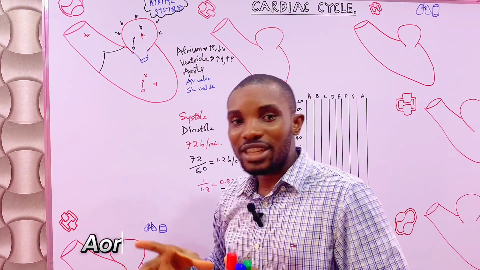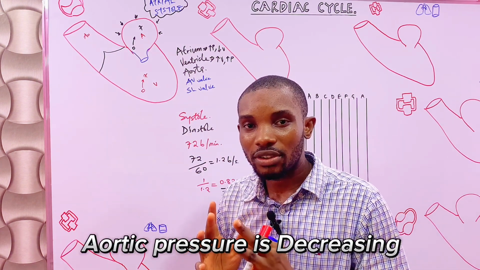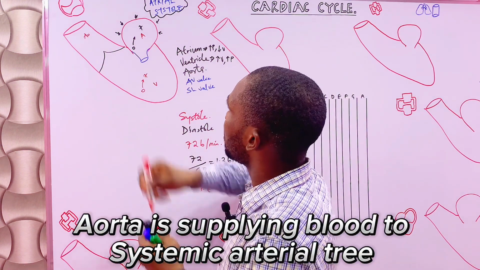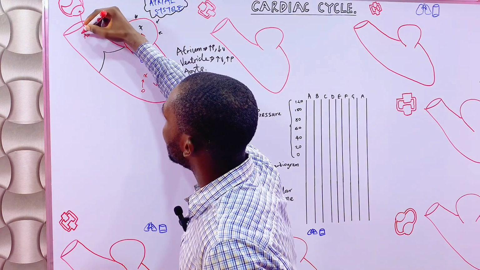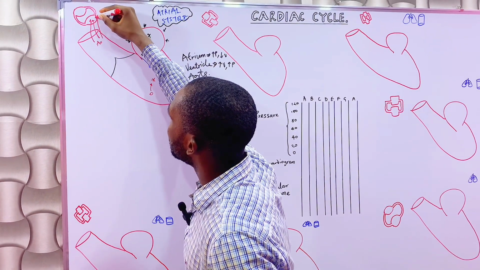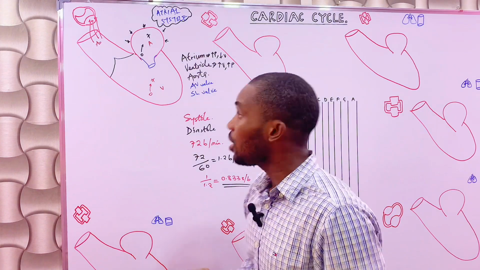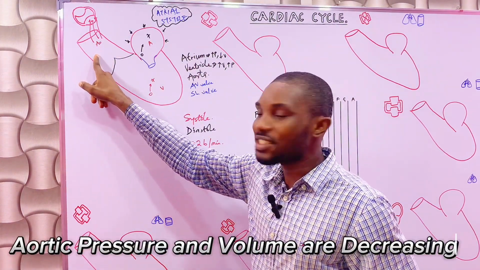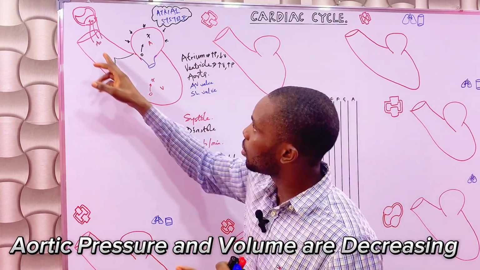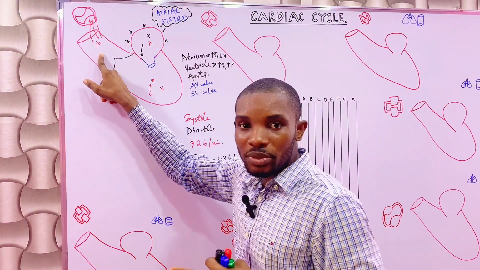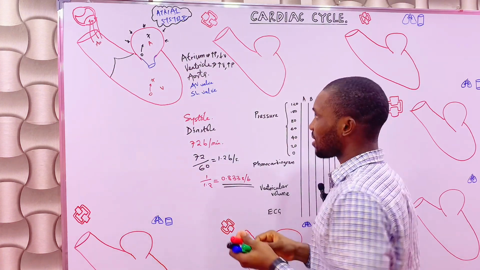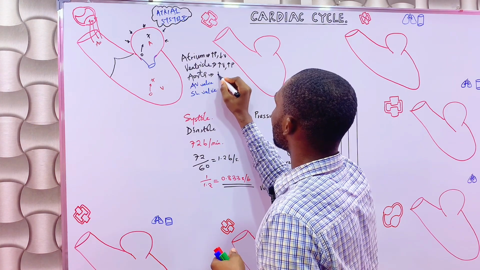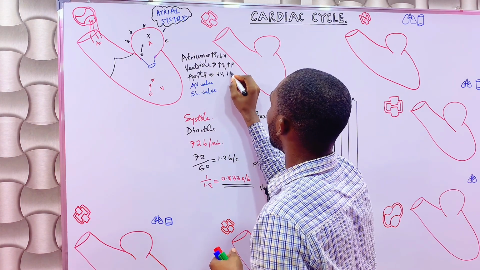But the pressure in the aorta is decreasing gradually, because the aorta is always feeding its arterial tree. The aorta is constantly giving blood to the rest of the body. As the aorta is giving blood to the rest of the body, its volume and pressure are decreasing, because it's pushing blood to the arterial tree. So for the aorta, we have a decreasing volume and decreasing pressure.